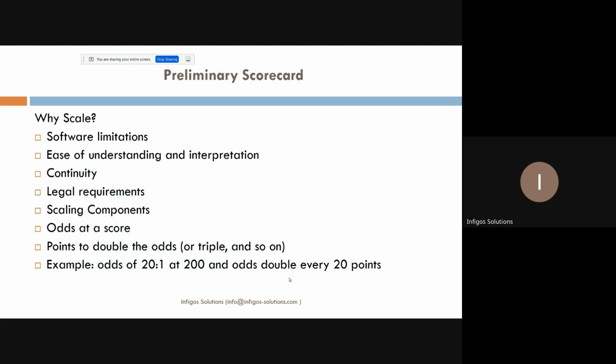Now we talk about scaling. So why do we need to do the scaling? Scaling is to do the software limitation because you cannot work with the probability. You want to have continuous scores. And then it's very easy to understand, easy to interpret, and there is continuity. There are homogeneous groups of variables which are mapped to a score. It satisfies the legal requirement, and scaling components are easy to define.